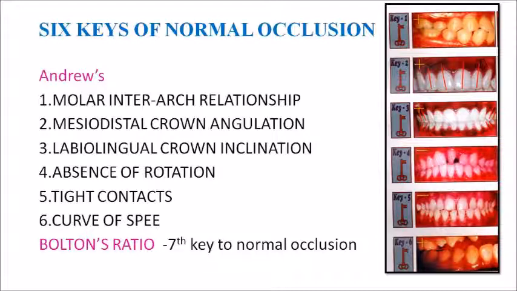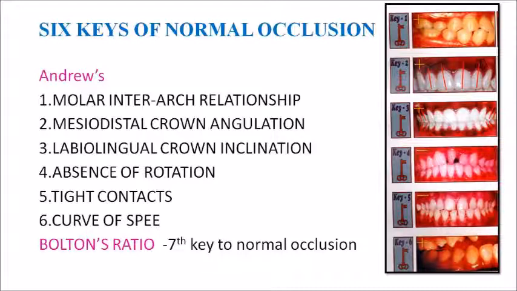The mesiobuccal cusp of the upper first molar should occlude in the groove between the mesial and middle buccal cusp of the lower first molar. Also, the mesiolingual cusp of the upper first molar should occlude in the central fossa of the lower first molar. In the picture marked as key 1, the mesiobuccal cusp of the upper first molar is occluding in the groove between the mesial and middle buccal cusp of the lower first molar.